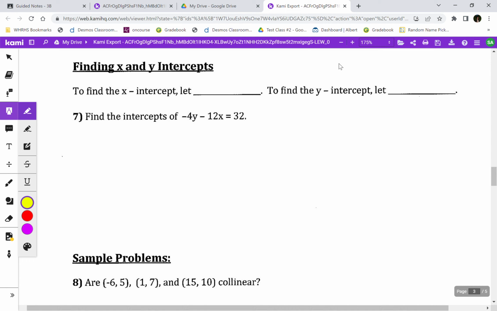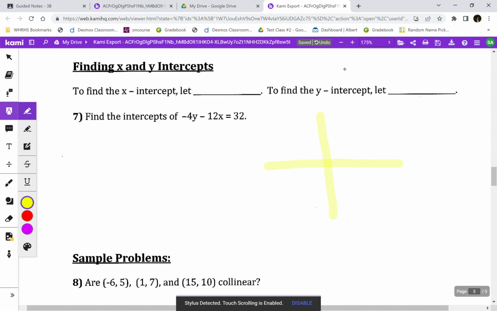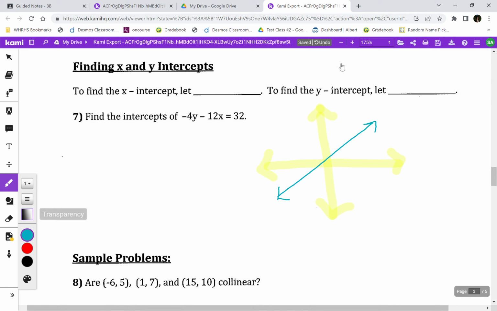Let's talk about finding the x and y intercepts. First, what is an x-intercept? If we have a graph, you don't have to draw this, but if we have a graph, say I have a line. Actually, let's shift this a little bit.